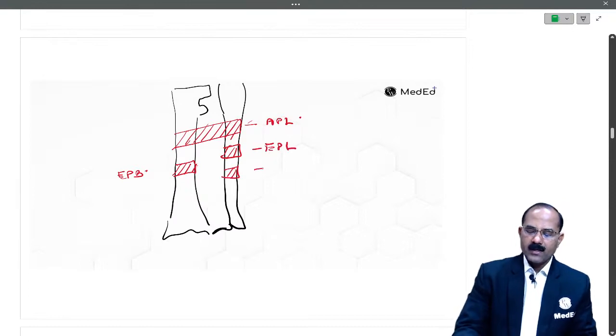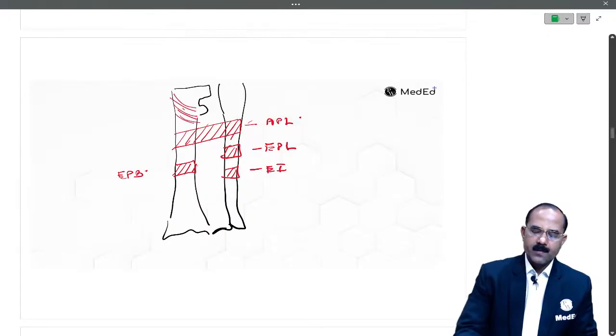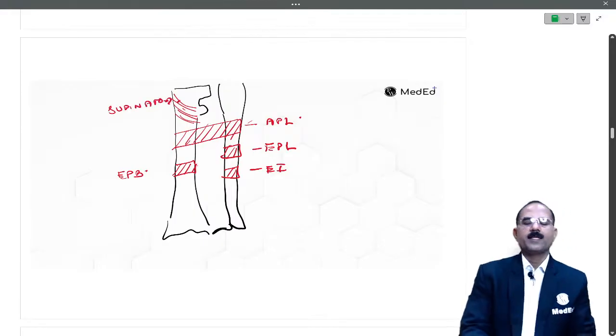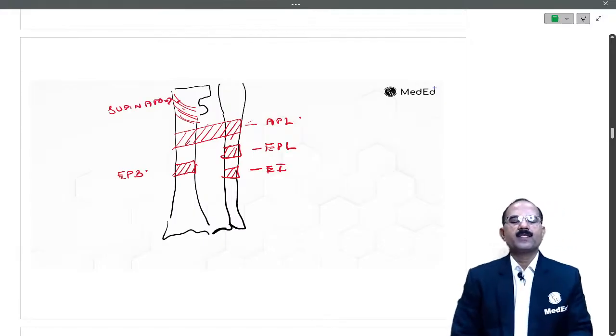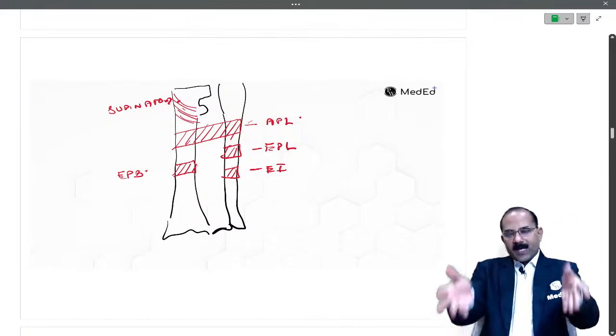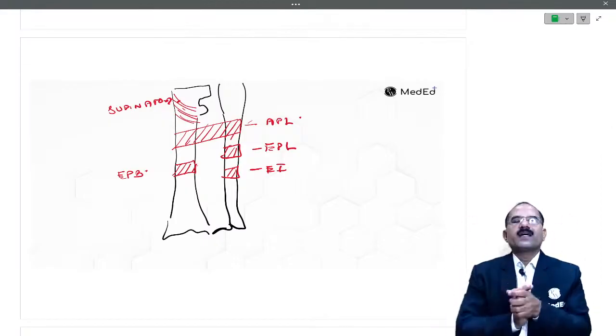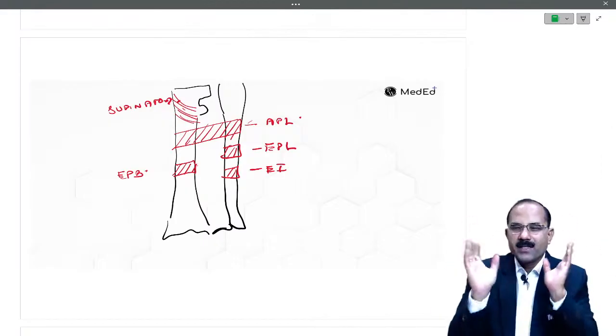What is this? Extensor indicis. And there's a muscle here, supinator. Okay, so just remember the anatomical snuff box based on this slide. The same slide you have to draw for the anatomical snuff box. Clear?